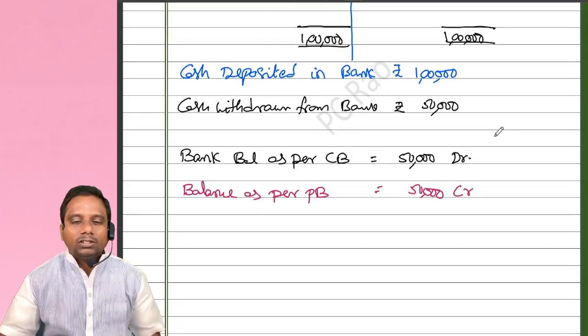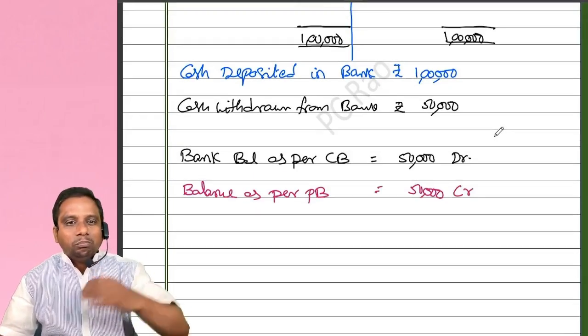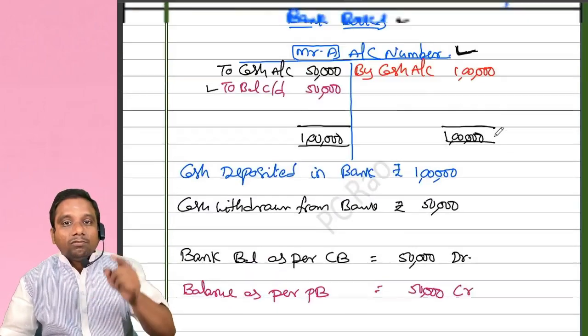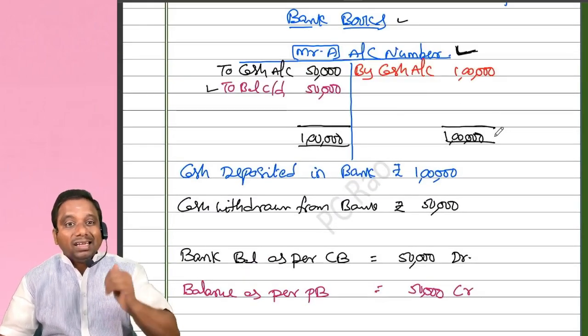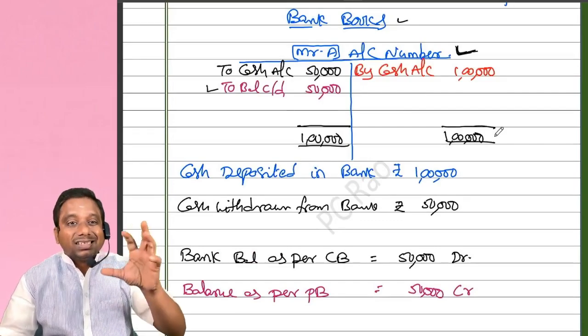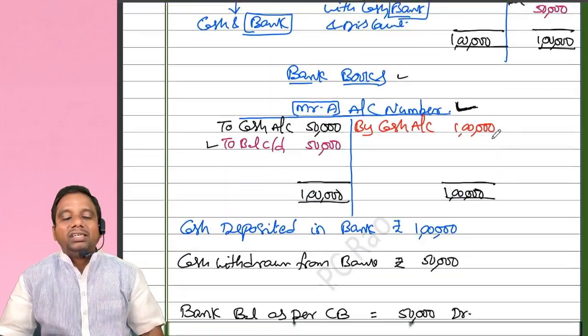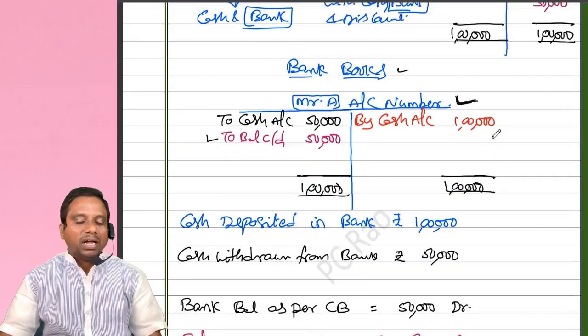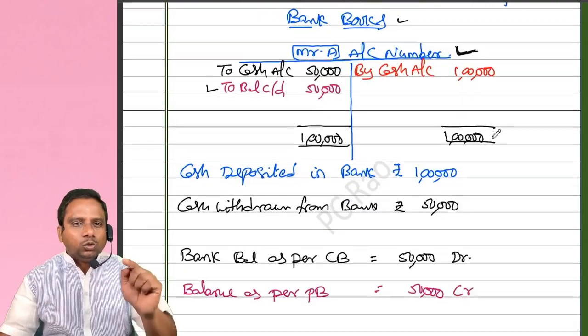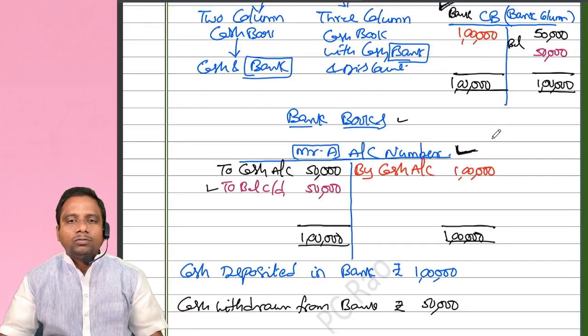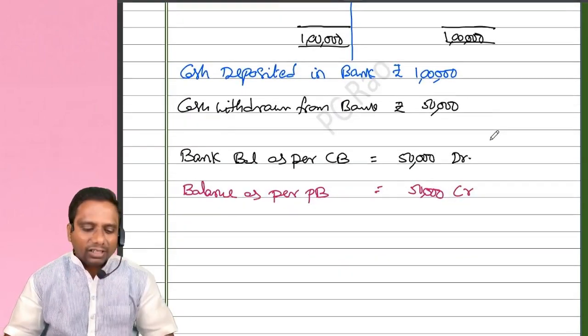What is your observation? From our point of view, the bank is the receiver. That means the bank has to pay 50,000 to us. From the bank's point of view, the bank has to pay 50,000 to its customer. So we treat it as an asset. Bank will treat it as a liability. And you can observe that as per our books, 50,000 rupees balance, as per passbook also 50,000 rupees balance. So there is no difference.